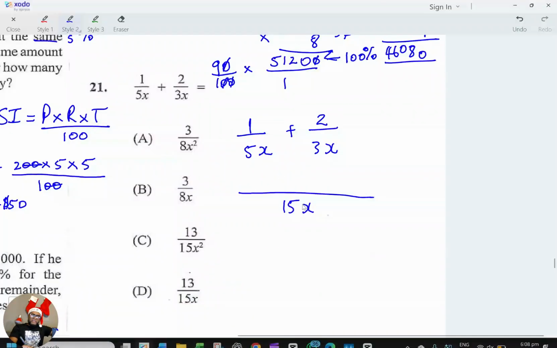So there we go. 5x into 15x would give me 3. You're multiplying that 3 by 1, and 1 by 3 would give me 3. 3x into 15x would leave me with 5. You're multiplying that 5 by 2, and you will get 10. So this answer here will be equal to 13 over 15x.